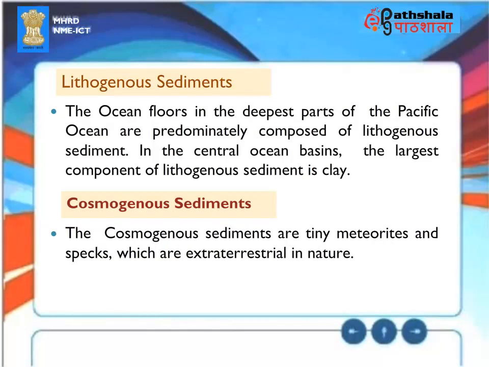The ocean floors in the deepest parts of the Pacific Ocean are predominantly composed of lithogenous sediment. In the Central Ocean basins, the largest component of lithogenous sediment is clay. Cosmogenous sediments. The cosmogenous sediments are tiny meteorites and specks which are extraterrestrial in nature.